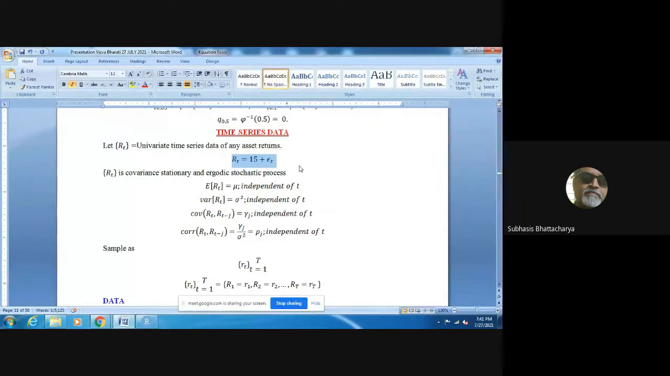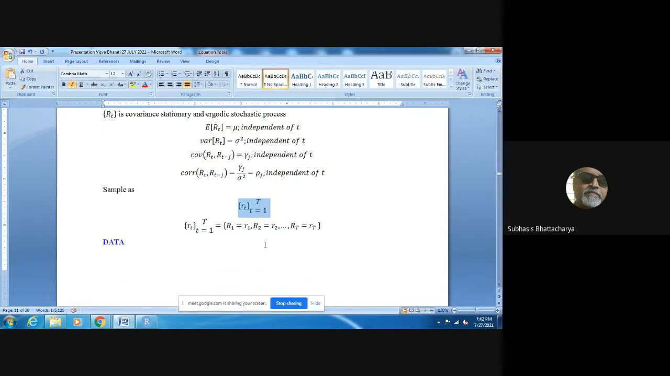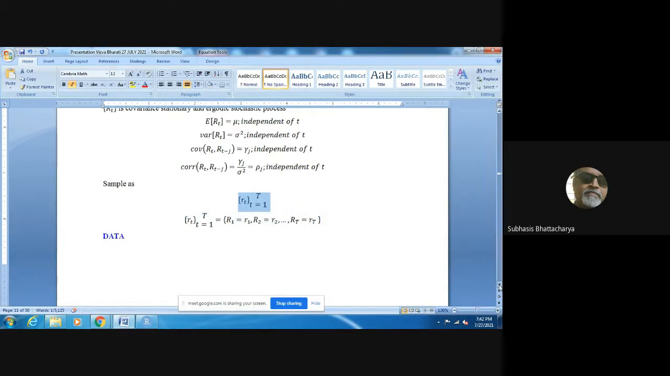So what is the meaning of it? I think it is discussed in time series: its mean is constant, variance is constant, covariance depends on the difference of the lag, but not on the time, and the correlation also. So we define that as covariance stationary and ergodic. And we take a sample from that data, starting from 1 to capital T, where R1 is some part of it, the representation of the population in the sample.